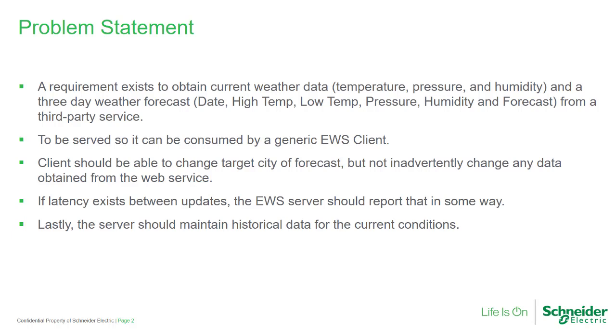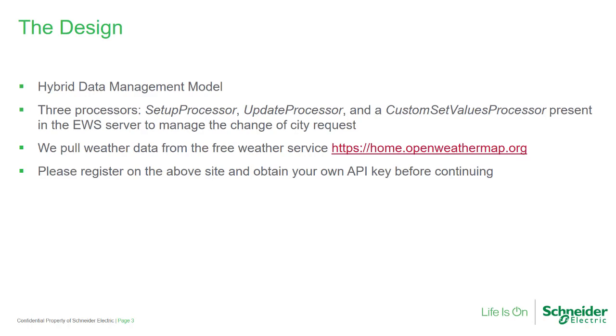The EWS client should also be able to change the target city of the forecast, but not inadvertently change any of the data obtained from the web service. If latency exists between changing the city and weather data getting updated, the EWS data should report that in some way. The server should also maintain historical data for the current conditions. To accomplish this, we will need an EWS server to serve the data.